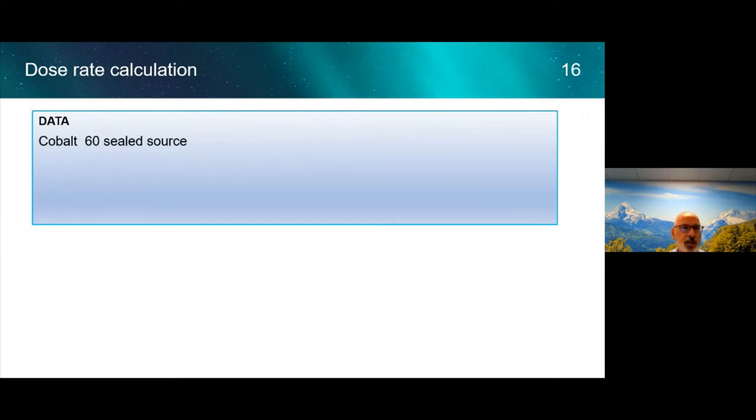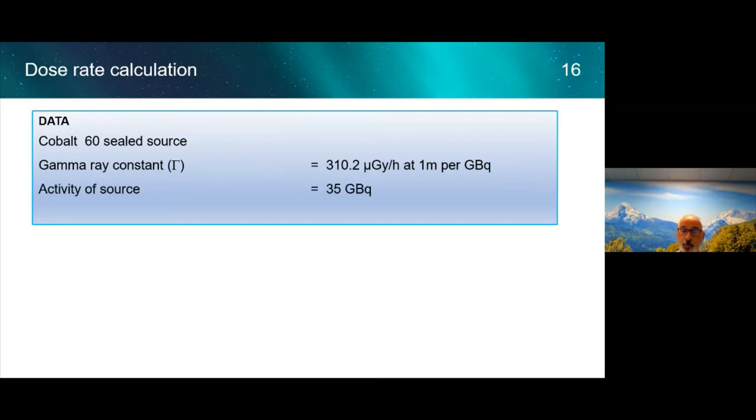First thing to do in any of these situations or any problem is write down what you know. So we know it's a cobalt-60 source. We look up the gamma ray constant. We find it's 310.2 microgray per hour per meter per gigabecquerel. So there's a clue straight away that you need to know the activity of your source. We know that, 35 gigabecquerels. And you also need to know at what distance I am interested in the radiation dose rate from this source. We know that as well.